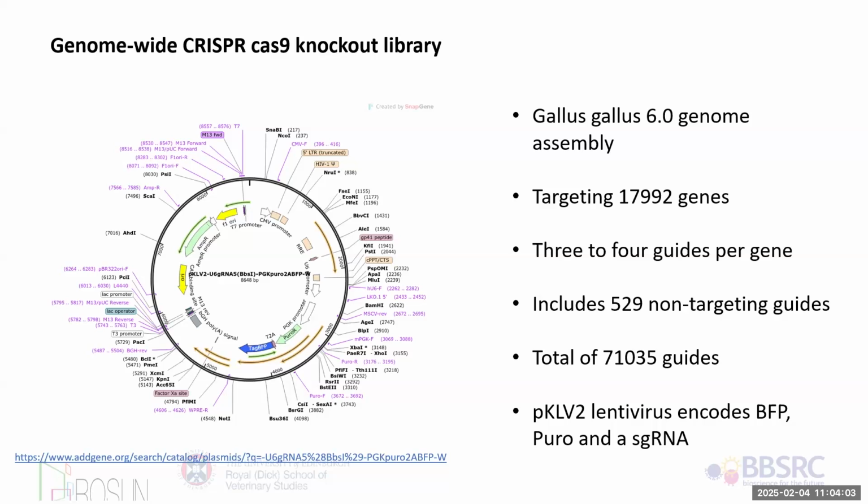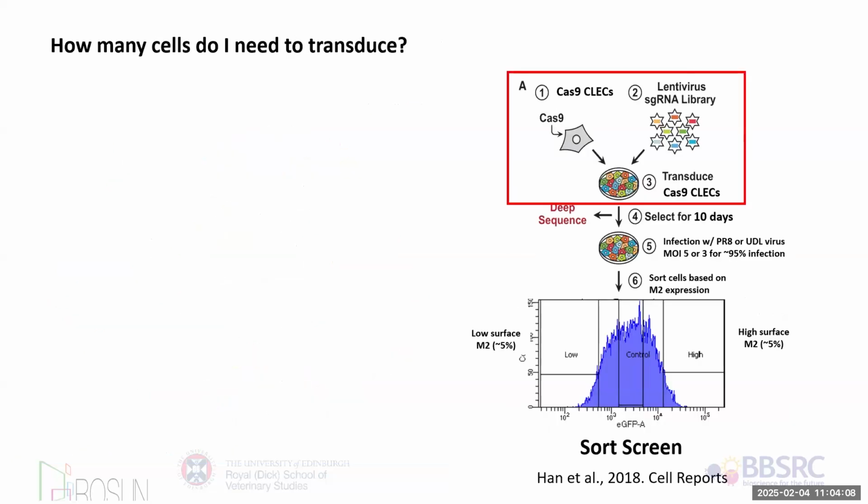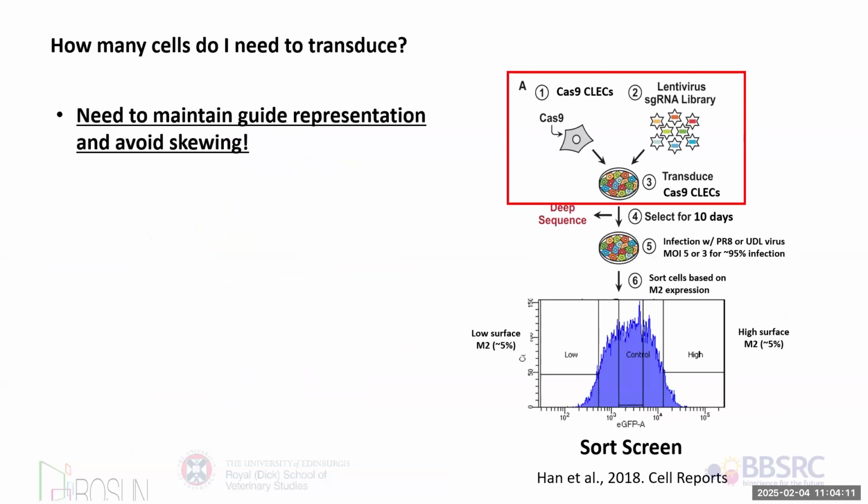Okay, so that information is going to be key in figuring out how many cells you need to transduce. And what you're looking to do is avoid skewing of the library. What this means is if you've got 71,000 guides, you want to have representation of all those guides. You want to have them at a level that is going to be statistically significant. So if you're doing a screen and you've only got 1 cell with 1 guide, that's not going to really tell you much. You need to have multiple cells in there so that you've got statistical power.